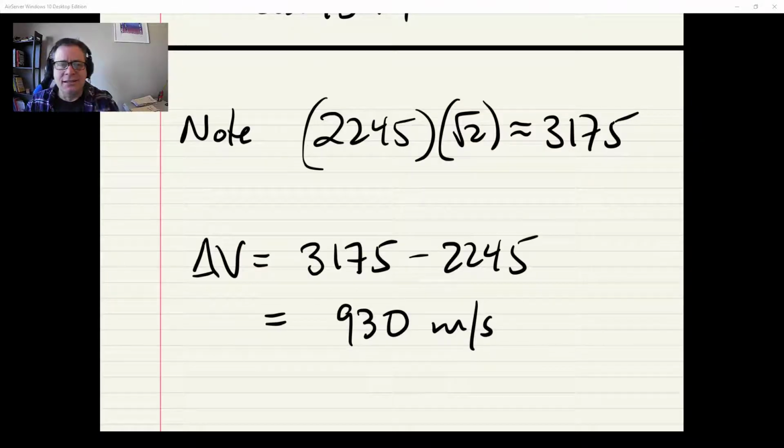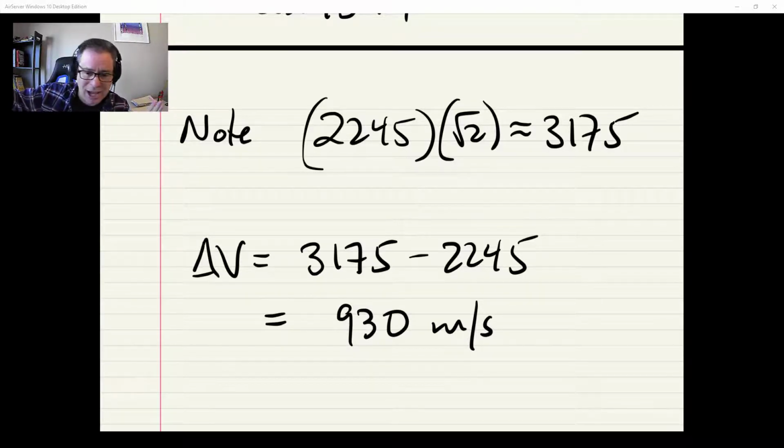I did check this in Kerbal Space Program and launched a rocket to an altitude of 100 kilometers above Kerbin, at a speed of about 2245. You'll see in the clip I'm about to show that I checked a delta V of 930 meters per second, and that was definitely going to escape the gravity of Kerbin. I also tried 900, and that wasn't enough. So it was somewhere between 900 and the theoretical value of 930.